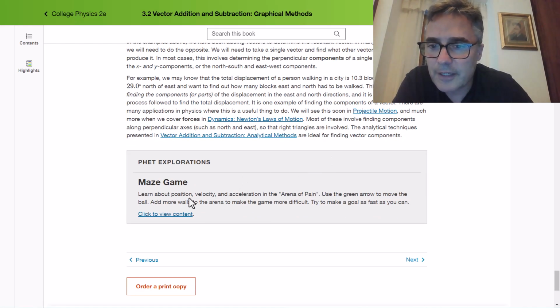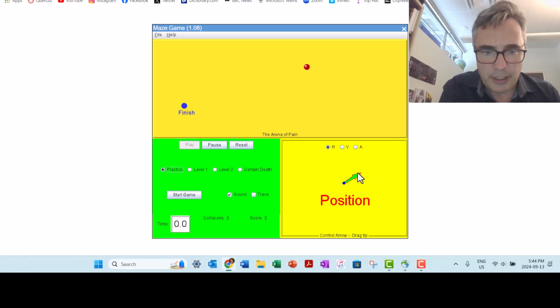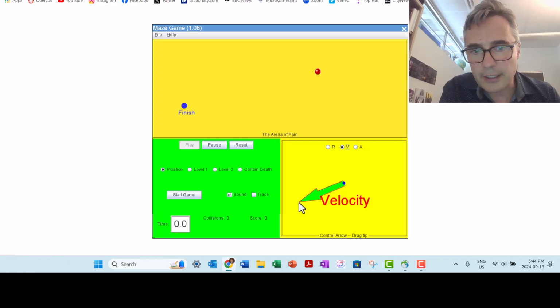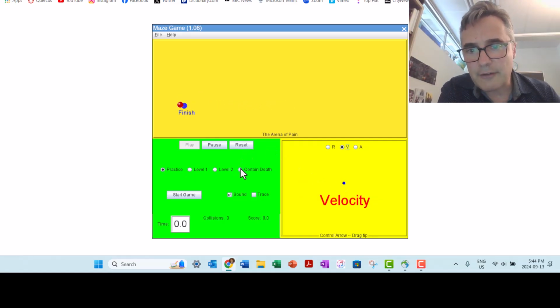Okay, and there's another PhET exploration. Let's look at that. You can either use this sort of trackpad thing down here to select position R, or you can, I guess, press reset and select its velocity V. So it starts with 0 velocity. If you want to make it go, you drag this arrow. It stops when the velocity is 0, and you drag it wherever you want to go. So if you want to go to the finish line, you can go like that. Whoop, goal.